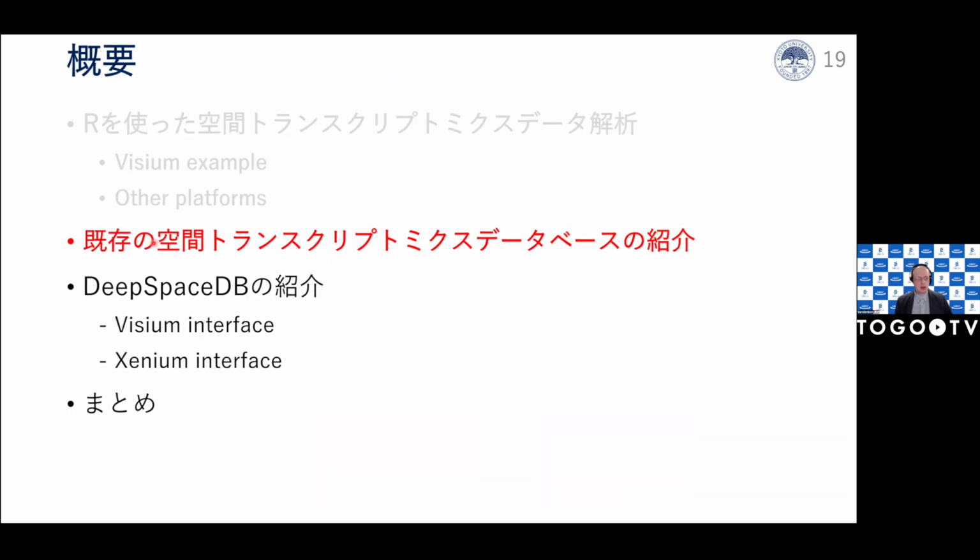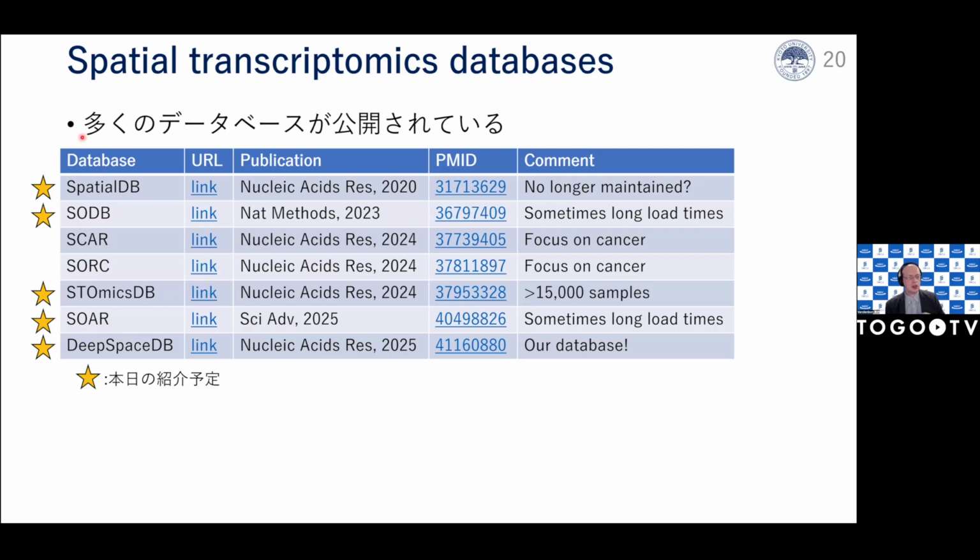So next, I want to move to the second topic, which is about spatial transcriptomics databases. I should say several databases have already been developed and made public. Here I'm showing several of them, including our own database, with the URL so you can check it later, and the publication with a link to the paper. The ones indicated with a star I included in the slides. But I'm afraid my talk will become very long if I introduce each of them, so I will go through most of them rather quickly.